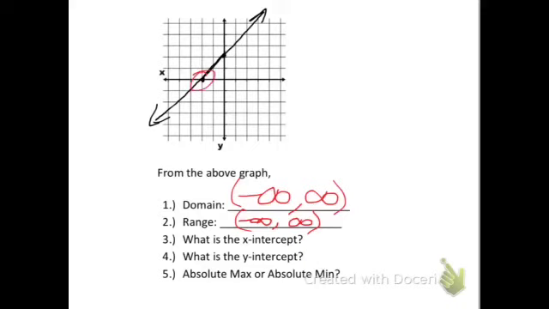X-intercept is where it crosses the x-axis, which is the point (-2, 0). The y-intercept's right there where it crosses the y-axis, which is the point (0, 2). And this does not have an absolute max or min. It doesn't have either, so I'm going to put none, because it continues on forever, up and down.